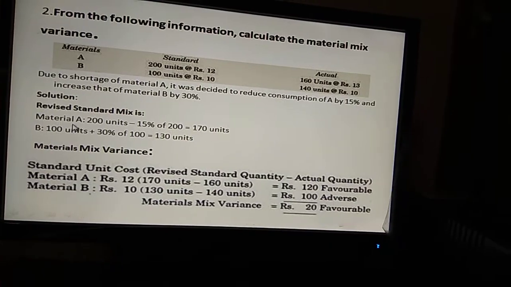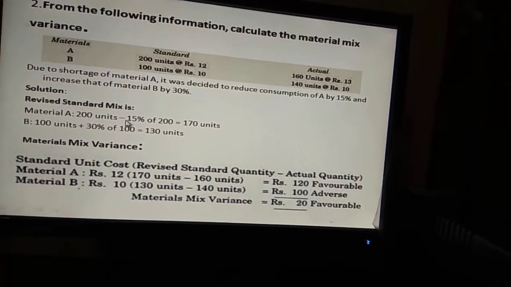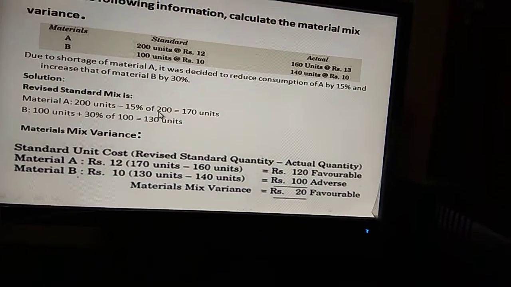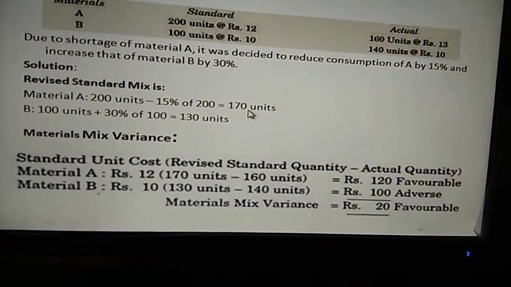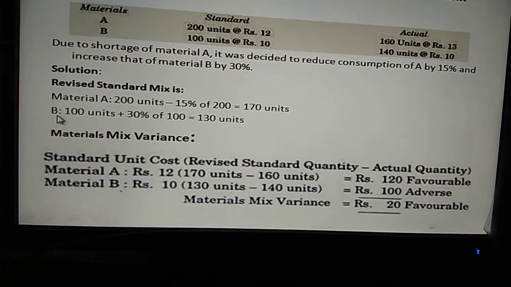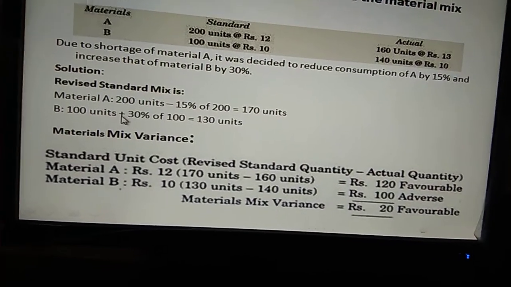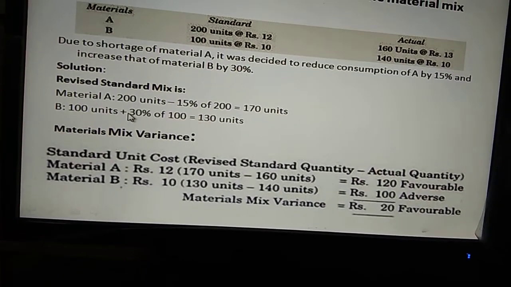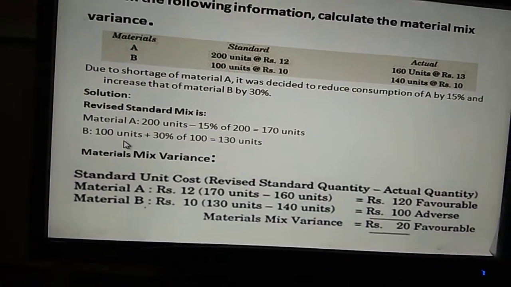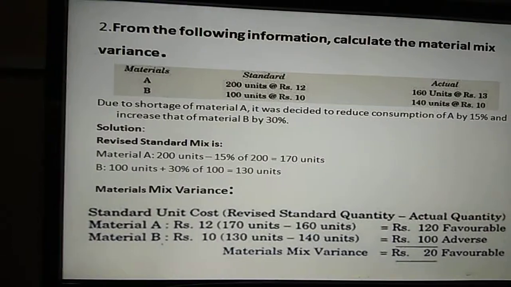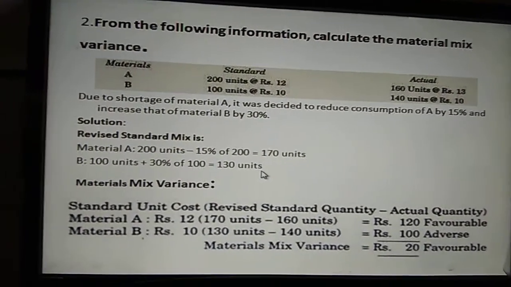So material A is 200 units standard given, but due to shortage 15% of 200 we have to deduct. So obviously we get 170 units. I hope you understood. Material B is 100 units. Actually it is given due to abundant availability, so 30% extra is used. Extra of 30 on 100 is used, that is 130 units.